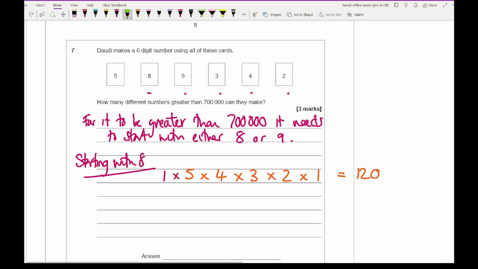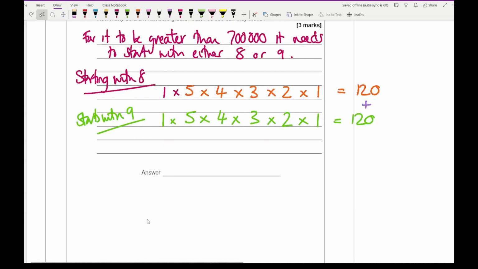So then if I then think that the number starts with 9, then again the first number can only be 9, so that's only one option. Then the second number, well, I've got again 5 numbers to choose from. Then I've only got 4 to choose from, then 3, then 2, then 1. And again, that comes up with 120. So the total number of combos is going to be 120 plus 120, which is 240.